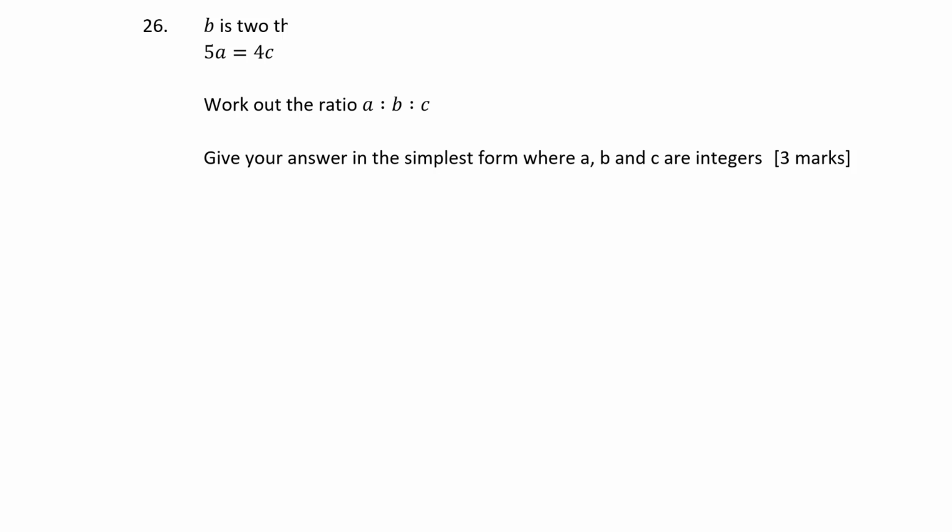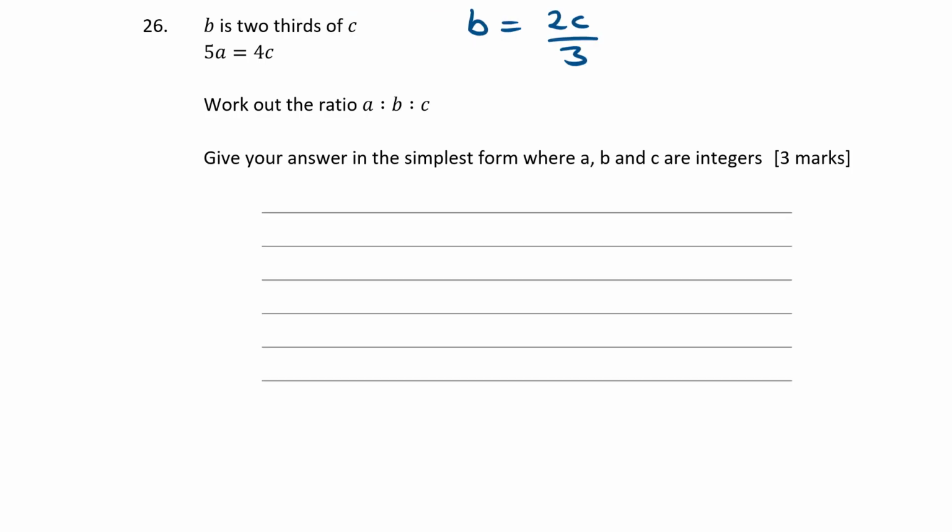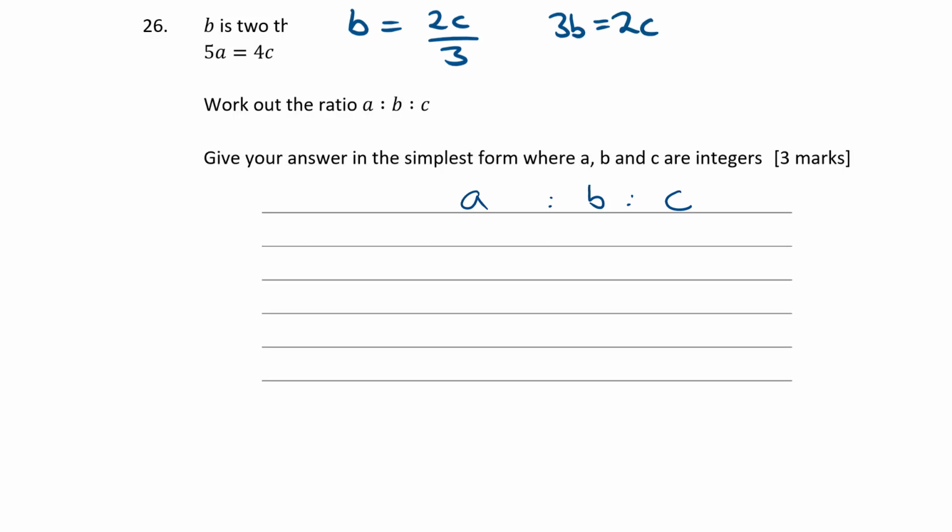Okay, so we've got one equation in a and c, and another given as a written statement. But I can convert that into an equation. b is 2/3 of c, so b equals 2c over 3, isn't it? Now what? Work out the ratio of a to b to c. Let's take the 5a equals 4c to start with. Well, if b equals 2c over 3, then I can rewrite that and say that 3b is equal to 2c.